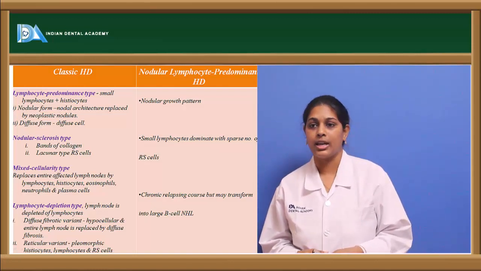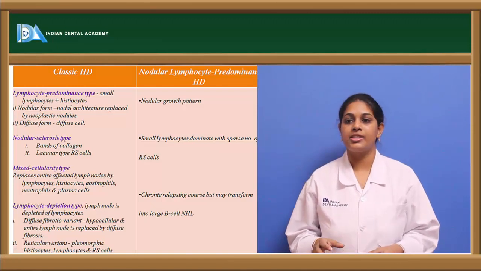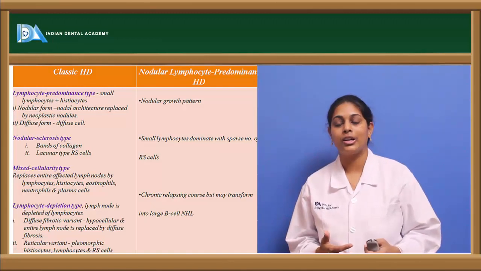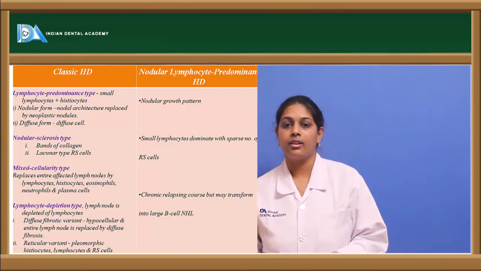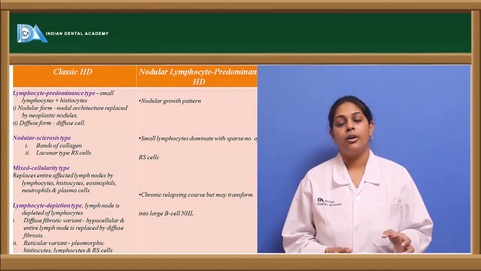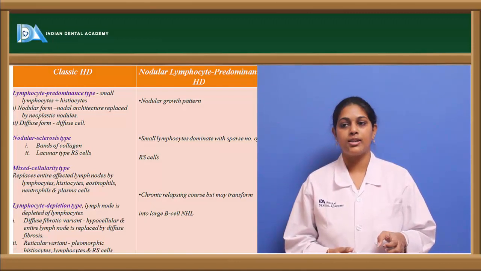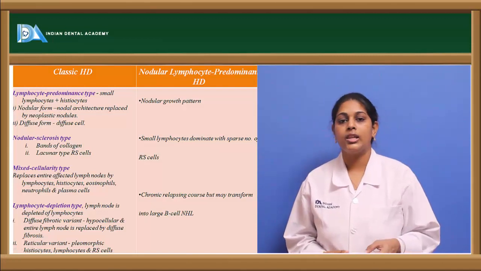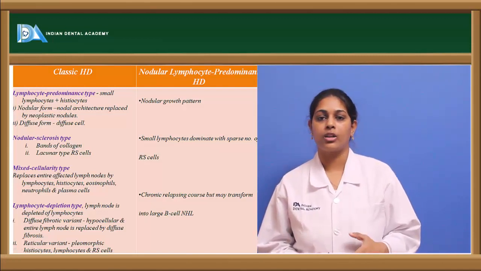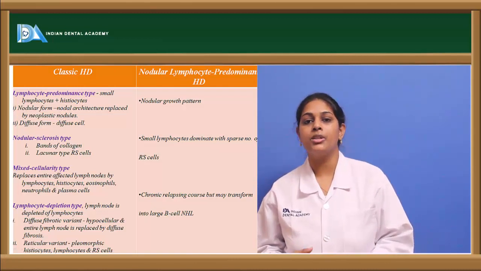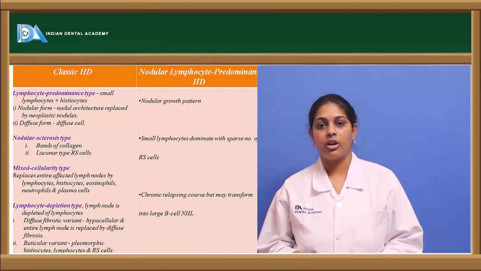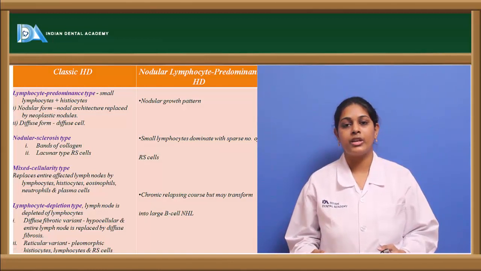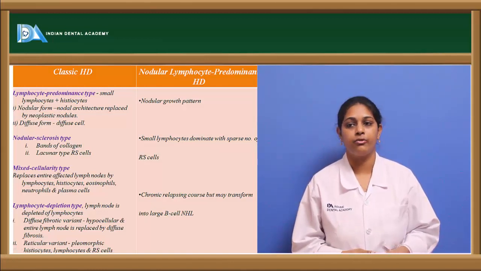And coming to the mixed cellular type, as the name itself suggests, we see a mixture of cells, that is, a varied population of cells, which is polyclonal. The most commonly seen cells are the lymphocytes and the mononuclear cells. Among these mononuclear cells are the histiocytes, eosinophils, neutrophils, plasma cells, as well as lymphocytes. All these are found within a mixed cellularity type of Hodgkin's lymphoma. Usually these cells replace the complete architecture of the lymph node. That is, the normal architecture of the lymph node cannot be observed, but rather this varied population of cells can be observed in mixed cellular type of Hodgkin's lymphoma.